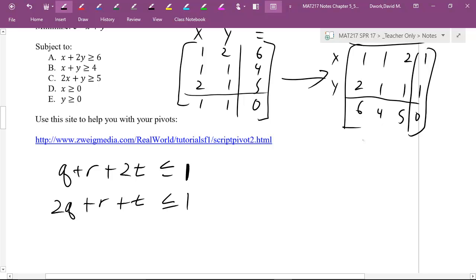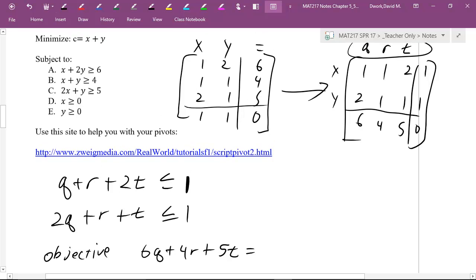And then this last one is still my objective. My objective, just like always, would be 6q plus 4r plus 5t, and it's always equal to. But now, instead of being a minimization, the dual method changes everything to the opposite. So everything that used to be greater than or equal to is now less than or equal to. And if this used to be a minimize, it is now a maximize. And so it gets a p.